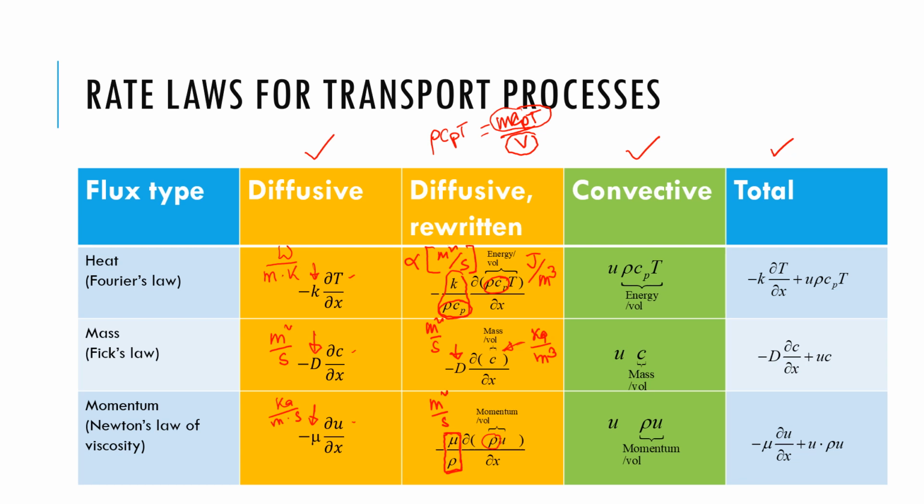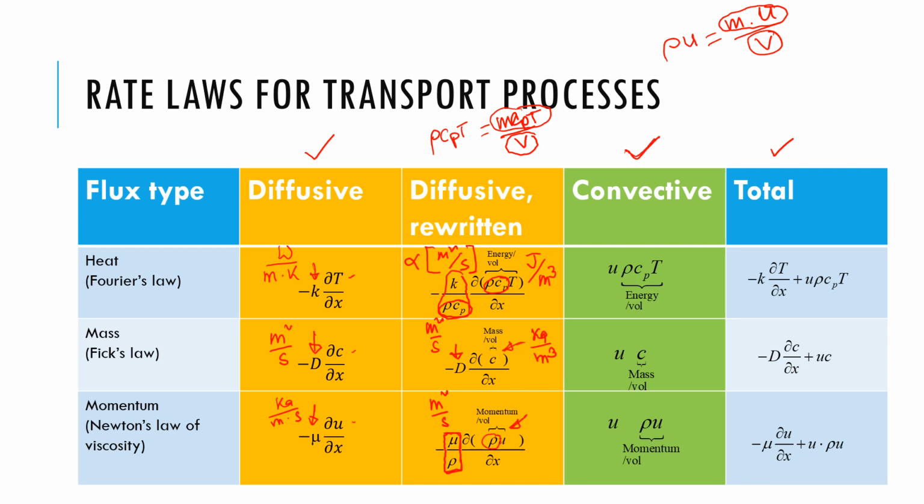And then rho u is momentum per unit volume, because you can see rho times u is mass times velocity divided by volume. So mass times velocity is momentum per unit volume. So this quantity is momentum per unit volume. Okay, so that's about the diffusive part.